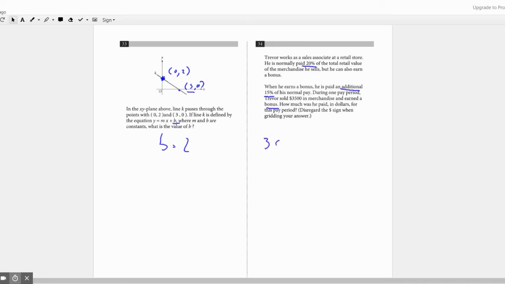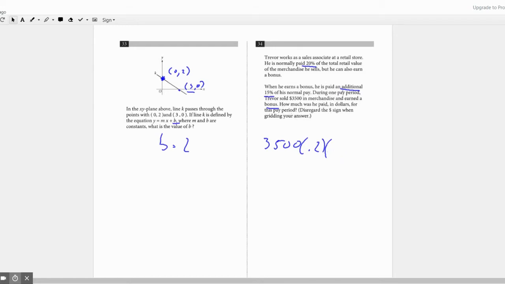So there's the 3,500, right? That's the total sale. How much does he get paid? Well, there's 20% of that. So it's going to be times 0.2, only 20%, right? Not an extra 20% of it. And then how do we factor in that 15%? Is it going to be 0.15?